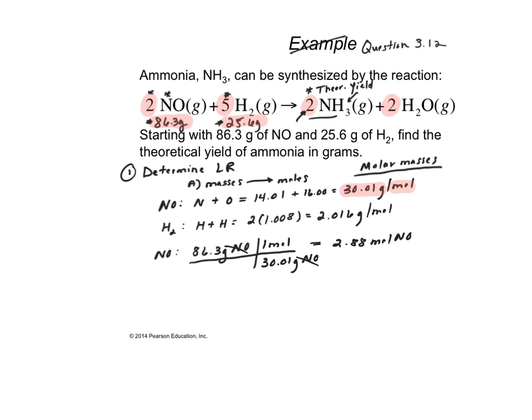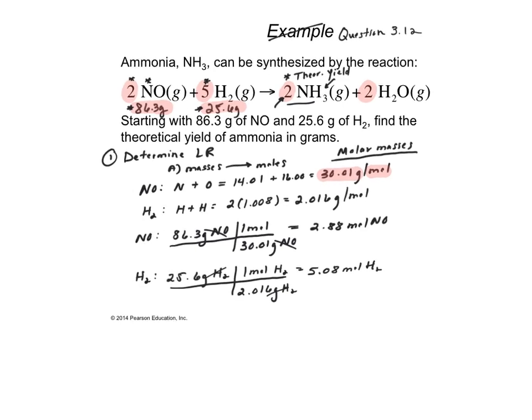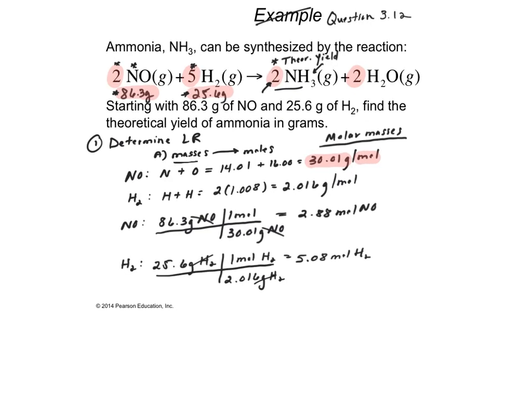All right, so the other thing we have to do is the same thing for hydrogen. So for hydrogen, we had 25.6 grams of hydrogen. We're going to do the same thing. We're going to take our molar mass, which was 2.016. So we have 2.016 grams of hydrogen for every 1 mole of hydrogen. We're going to divide by that molar mass, and that's going to, again, cancel out the grams. It's going to give us our amount in moles. And this ends up being 5.08 moles of hydrogen.